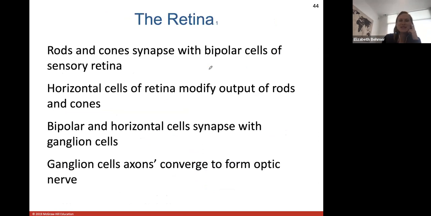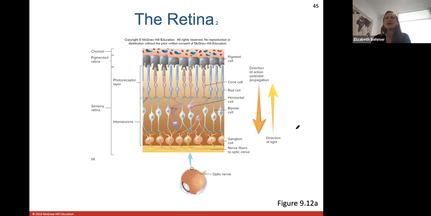The retina itself, so rods and cones will synapse or connect with bipolar cells of the sensory retina. Horizontal cells of the retina modify the output of rods and cones, and then bipolar and horizontal cells will synapse with ganglion cells, and the axons of the ganglion cells will converge to form the optic nerve. And here is just a look at the retina, and this shows you the direction of light and how light comes into the eye.